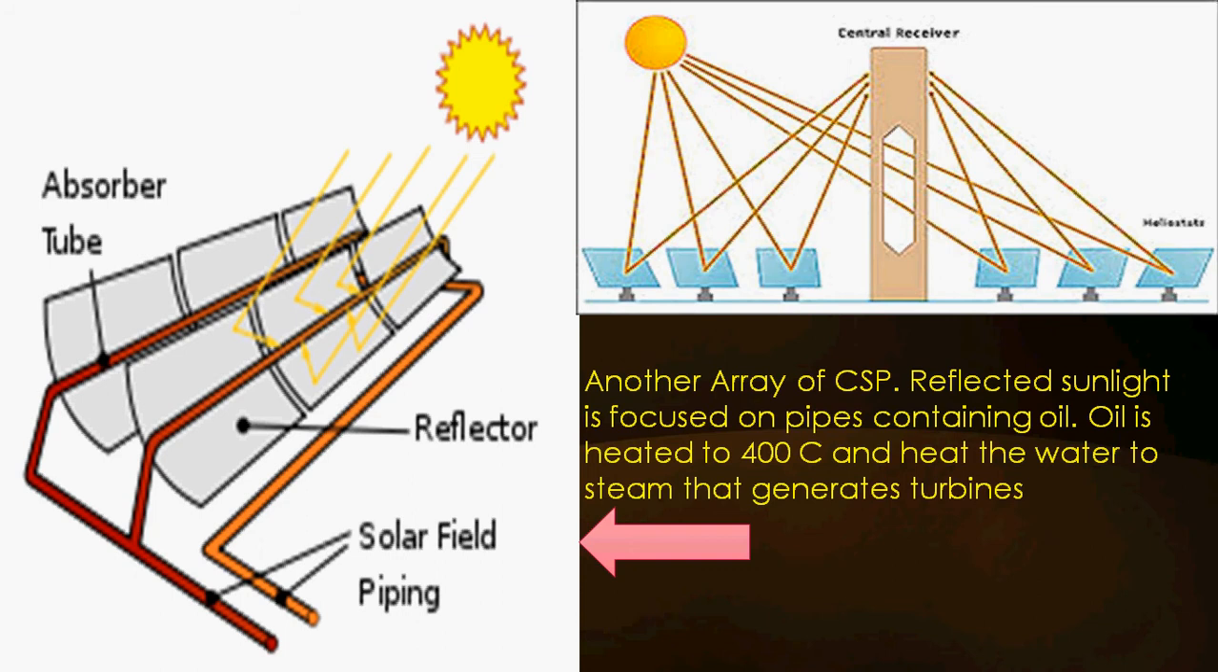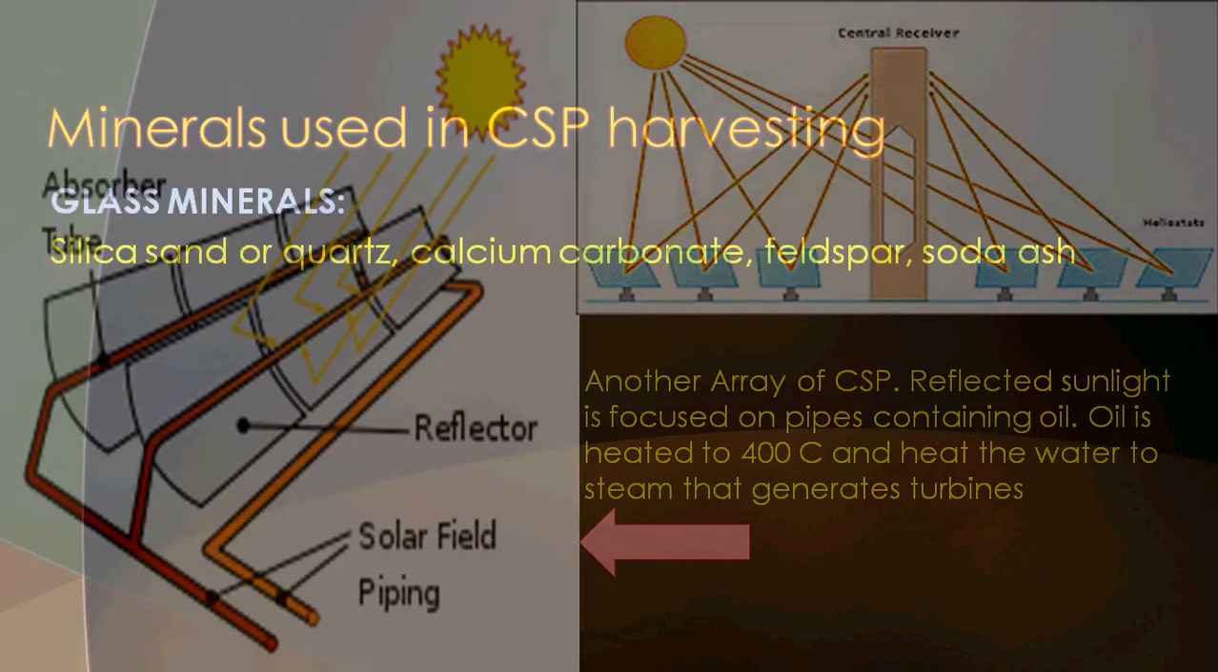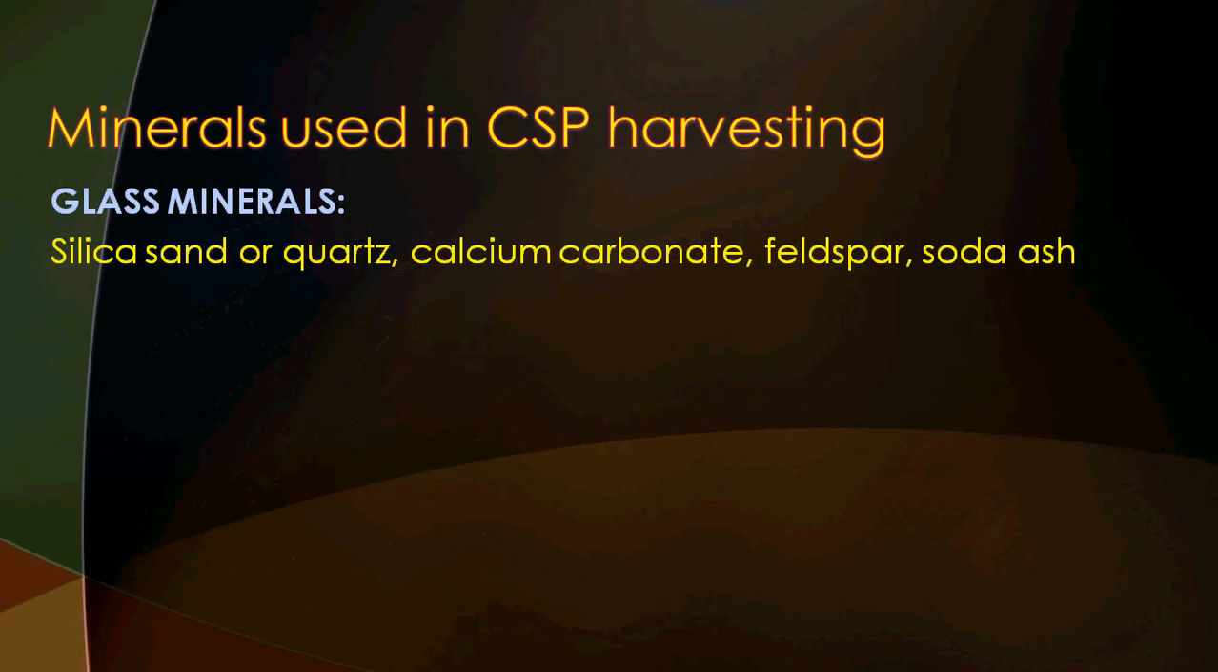The left-hand side photo is a little bit different. This is another array. Here, the reflected sunlight is focused on pipes. These pipes run parallel to the mirrors, and these pipes contain oil. So instead of heating water, in this case we are heating oil directly. Oil is heated to 400 degrees centigrade and heats the water to steam to run the turbines.